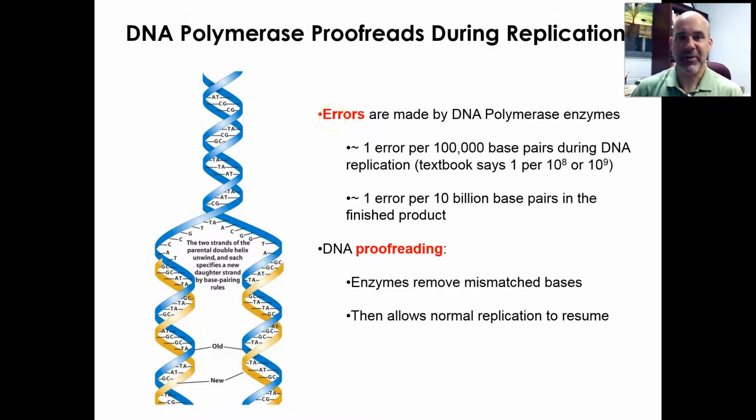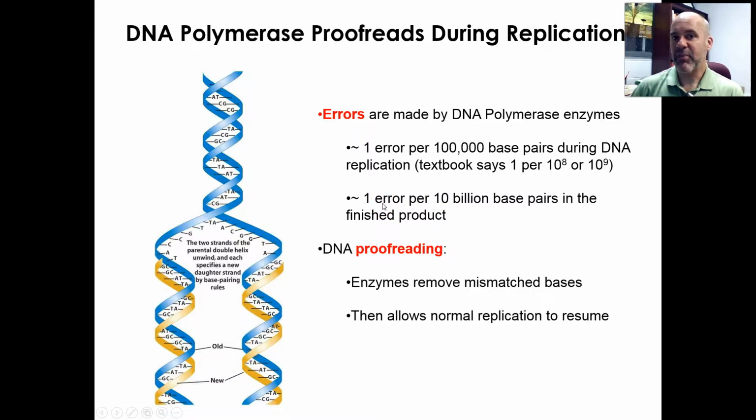When you hear about a mutant or a mutation, that is a change in the DNA sequence that's generally caused by some sort of error. So DNA polymerase enzymes do make errors on occasion. How frequently? Some sources will say about one error for every 100,000 base pairs being duplicated. Your textbook says it's more like 1 out of 10 to the 8th, which is 100 million, or 10 to the 9th, which is 1 billion.